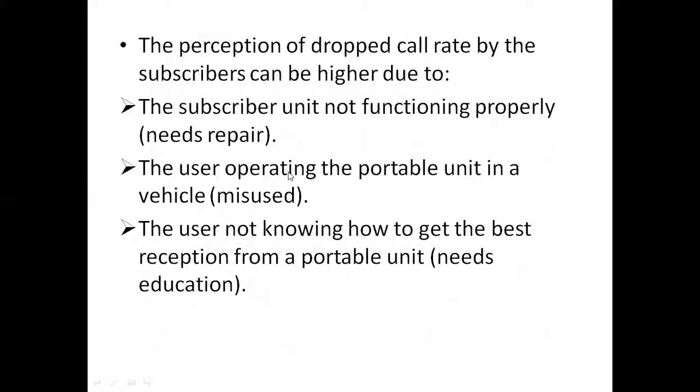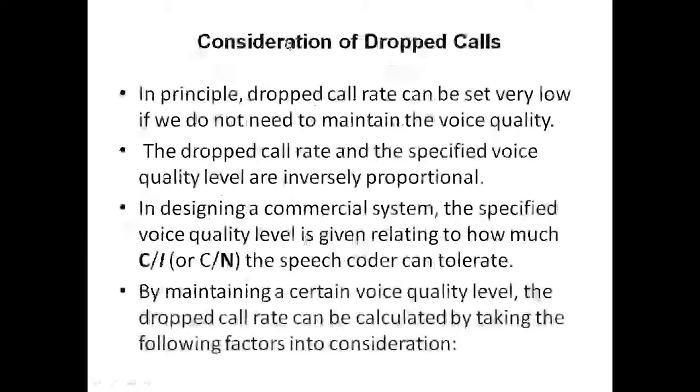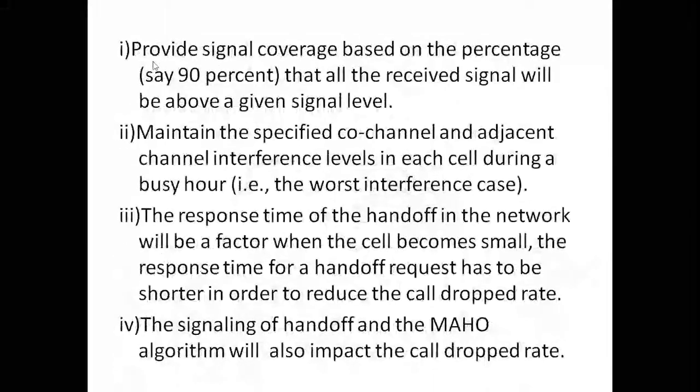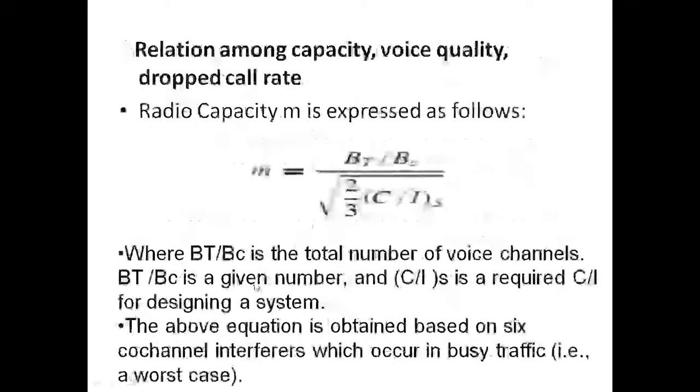So we have some perception, that is, in the view of subscribers. What is the perception of dropped call rate? These are the three perception views of subscribers. And next is to calculate the dropped call. What are the considerations we have to follow? The dropped call rate should always be low. There is a relation between the voice quality and dropped call rate, and obviously the voice quality depends on the C by I value. Depending on the interference, we get the voice quality. These three parameters are interrelated, and the relation between them is given in this formula.